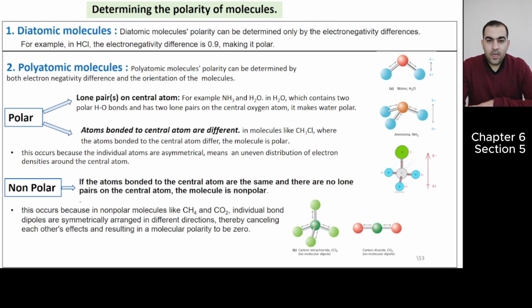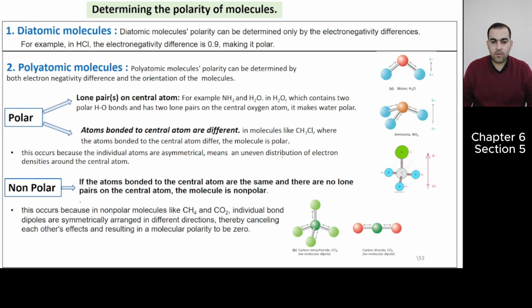Determining the polarity. How do we know a molecule is polar? We know how to tell whether a bond between two nonmetals in a molecule is polar or non-polar. What about the whole molecule? Is it polar or non-polar? Take diatomic molecules like HCl and H2, a molecule made of only two atoms. How do we determine the polarity of the molecule, not the bond?